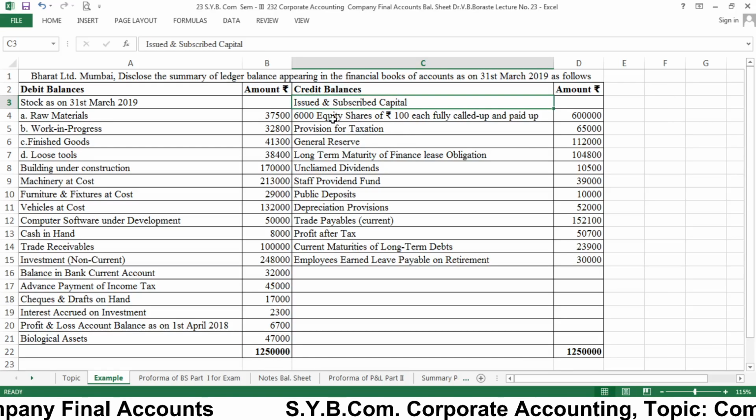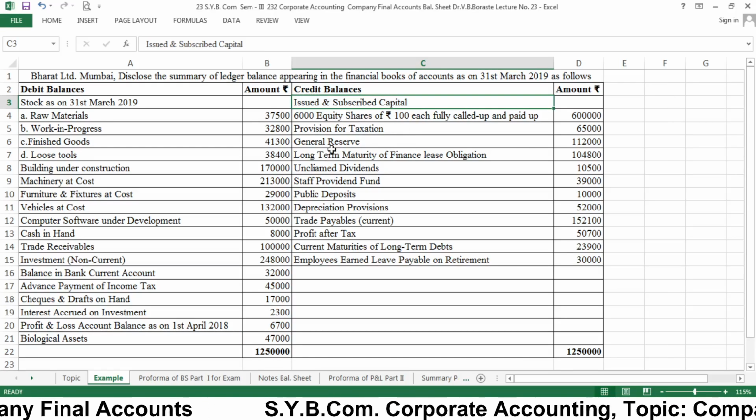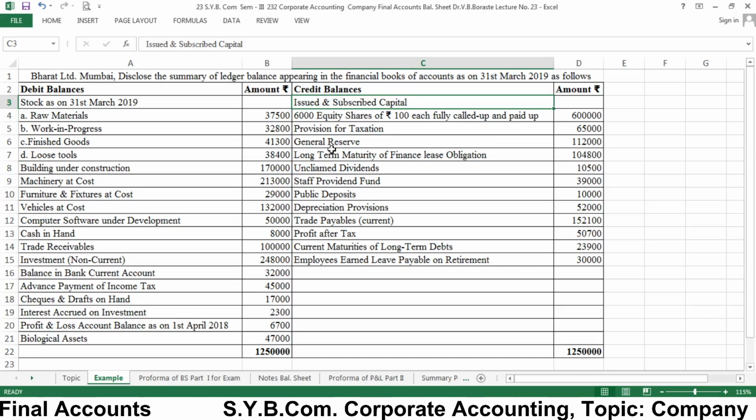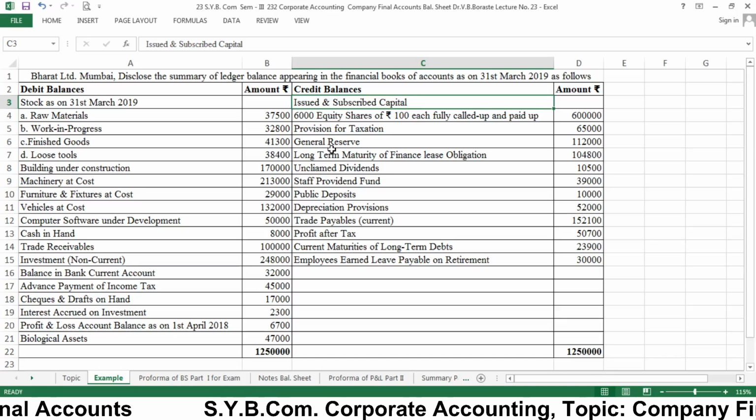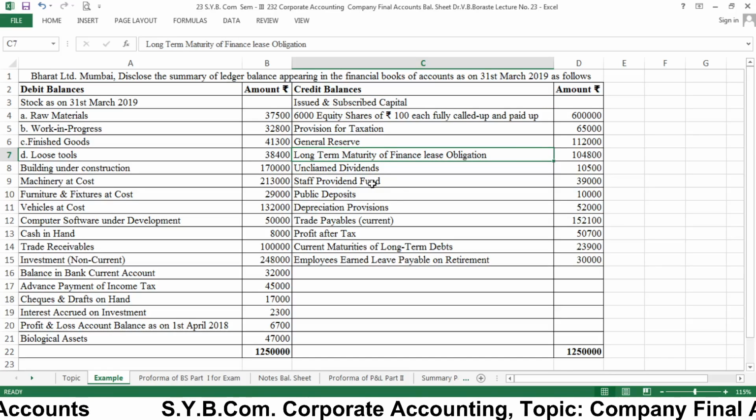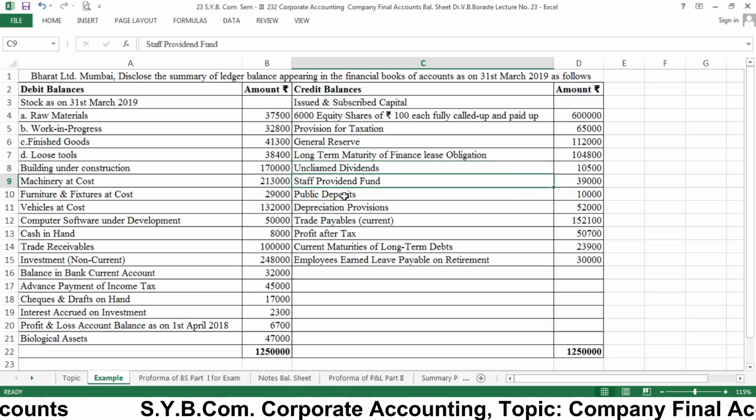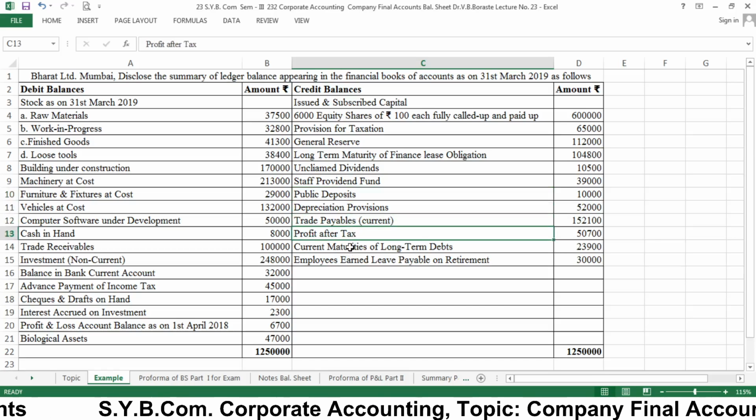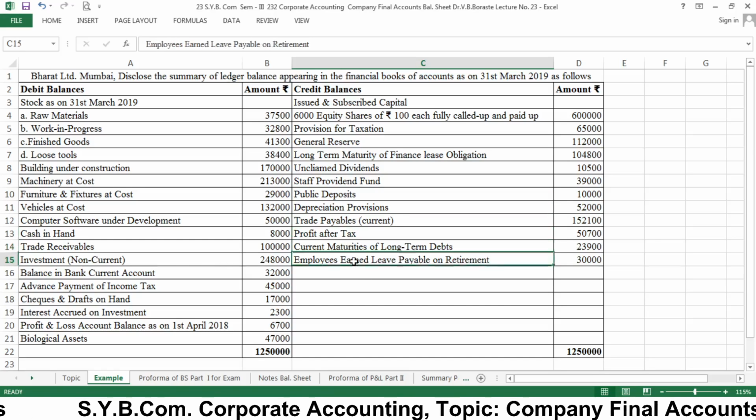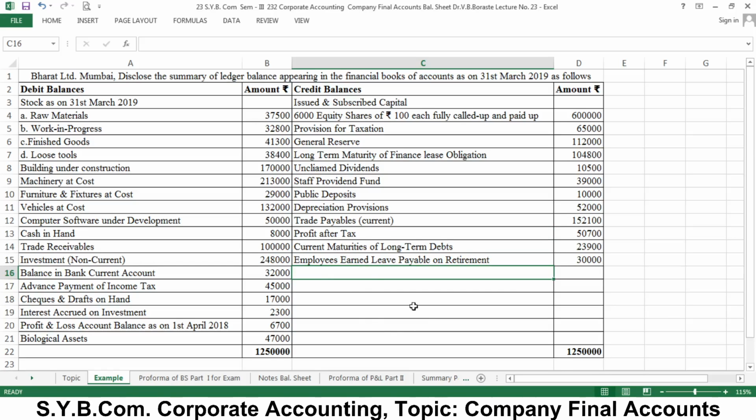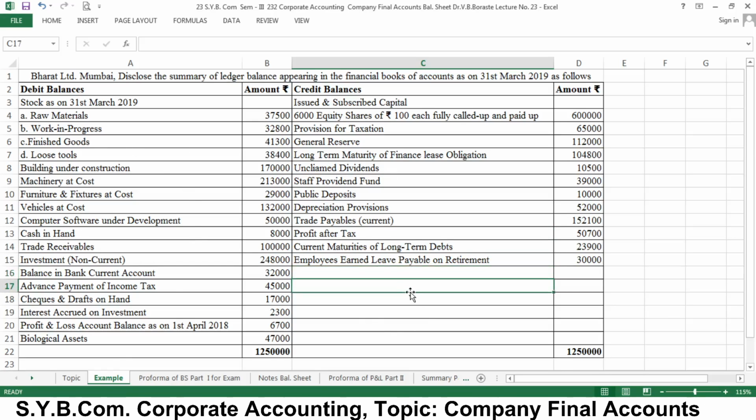and subscribed capital, 6,000 equity shares of rupees 100 fully paid up and called up. Provision for taxation, general reserve, long-term maturity of finance lease, unclaimed dividends, staff provident fund, public deposit, depreciation provision, trade payables, profit after tax, current maturities, employee earned leave payable on retirement. So the amounts are given as well as certain items are given.